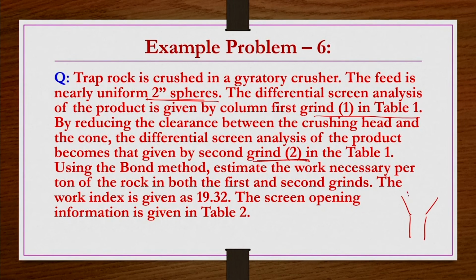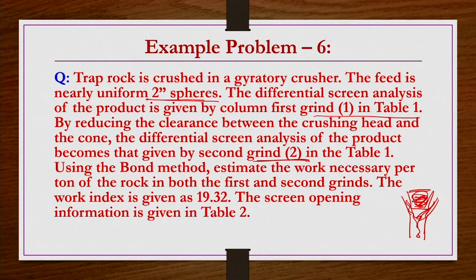something like this. So, this is the crushing head, and then this is a kind of cone. So, whatever this clearance is, you can adjust. In the second case the clearance is reduced. So, after reducing the clearance, whatever product you get, you do the size analysis, its differential screening analysis, which is given as grind 2 in table 1.